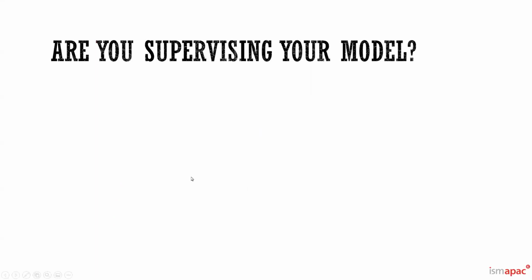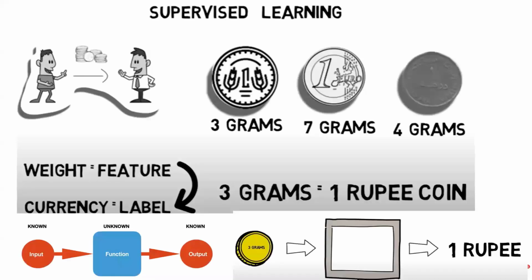So it's basically coming to the question: are you supervising your model? You mean the person who's creating the model. Are you supervising the model or not? When I say the model, just think of it as the machine. We are trying to create this machine. Supervised learning, in very simple terms, is when we know the input and we also know the output.